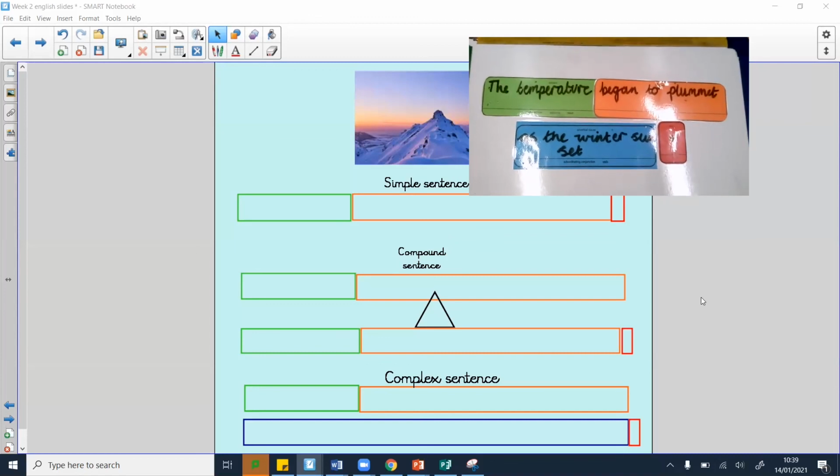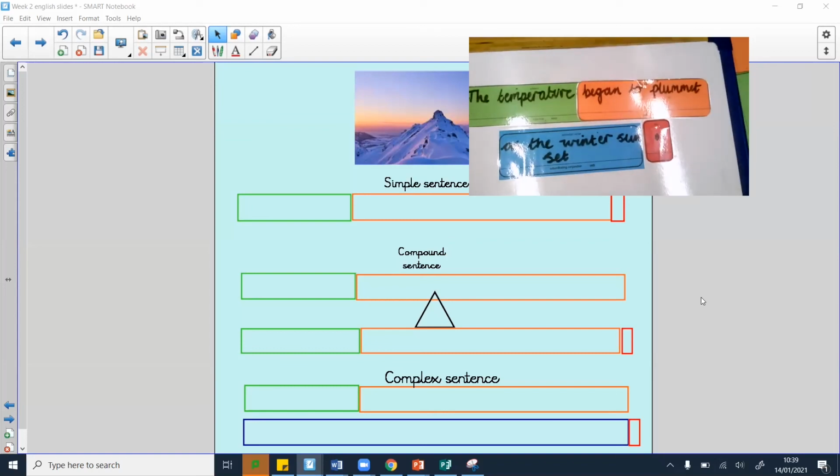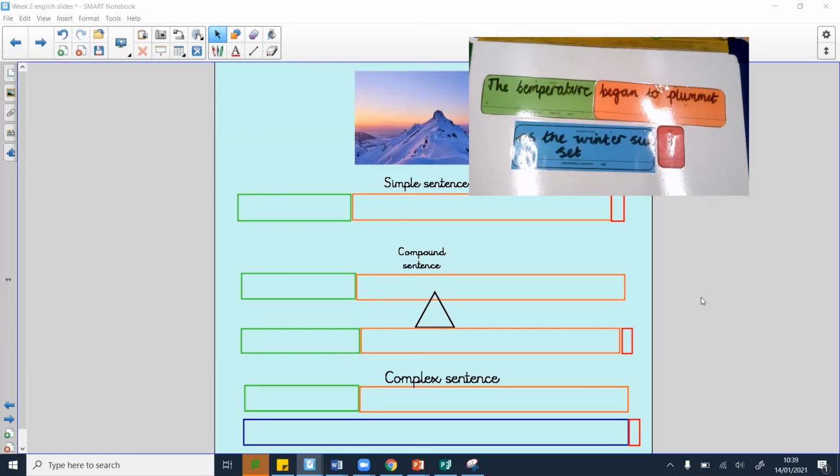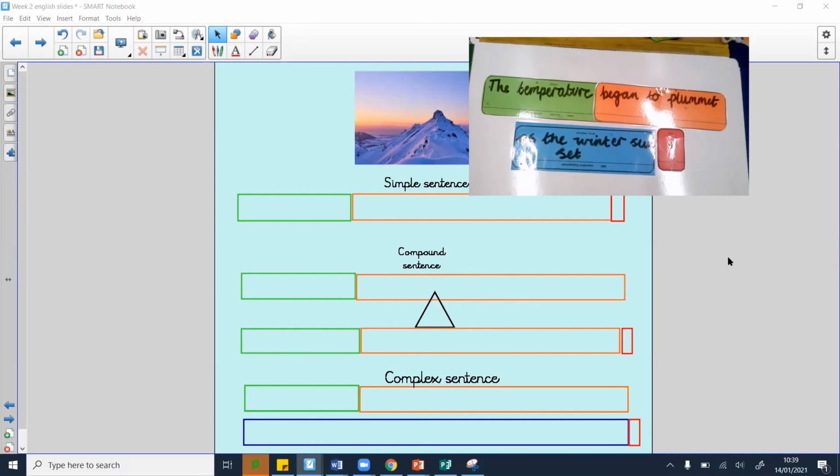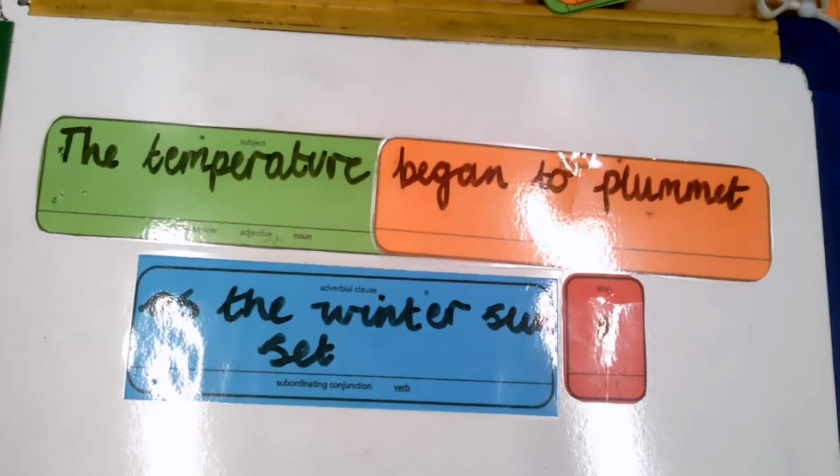Now, I want you to have a go at writing your own complex sentence, remembering that you're going to need to use a subordinating conjunction to start your subordinate clause. So remember, I saw a Waggle, which helps us to remember the subordinate clauses that we've used at school. So I'm just going to come back.